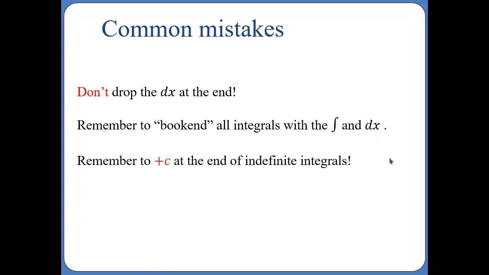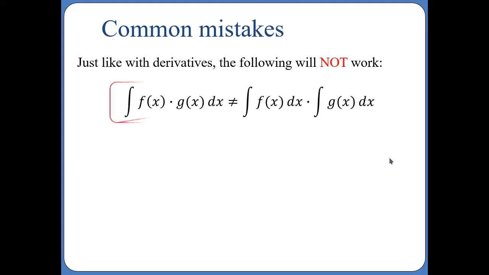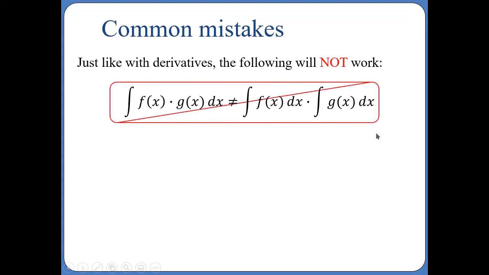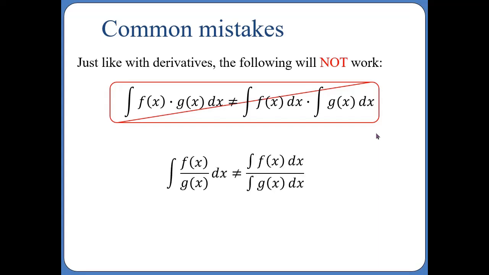And when you're doing the indefinite integrals, which is all we've done so far, (next class we'll talk about what definite integrals are), you have to write that plus c at the end. Just like with derivatives, you can't have a product of two functions and integrate them individually and then multiply those antiderivatives. There's no such thing as a product rule, and there's no such thing as a quotient rule.